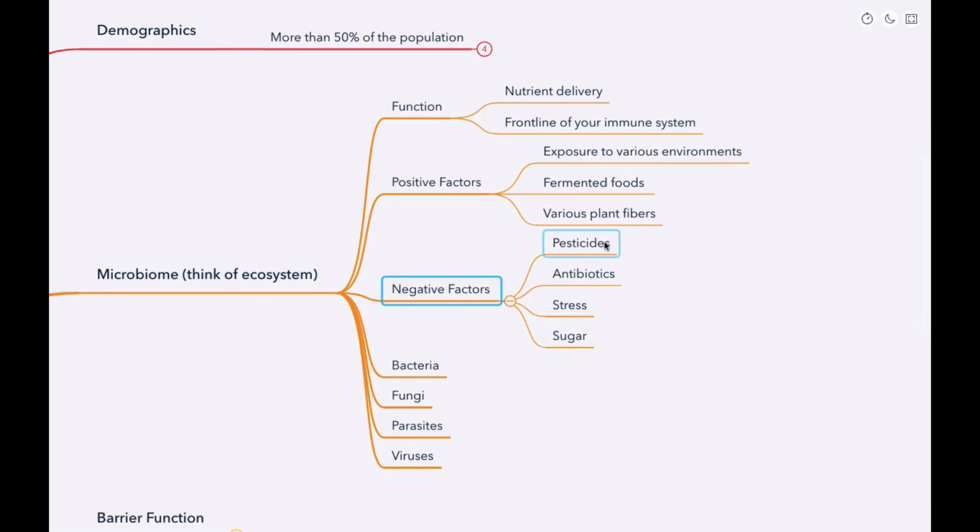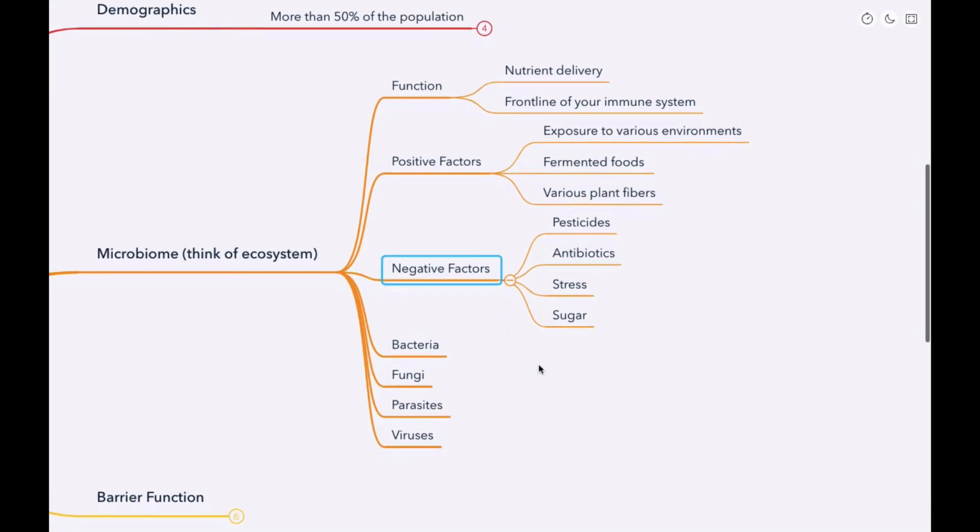Negative factors like pesticides, of course, antibiotics, and stress can affect the ecosystem, just like the stress of poisons in an environment outside can affect the complex interplay of living organisms in a system. And sugar can cause overgrowth of things because it's not a natural ingredient to our diet, especially if it's done in excess.